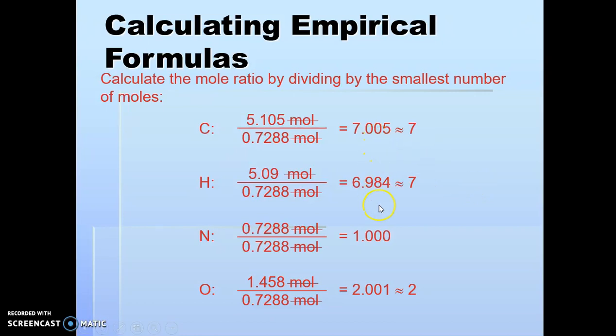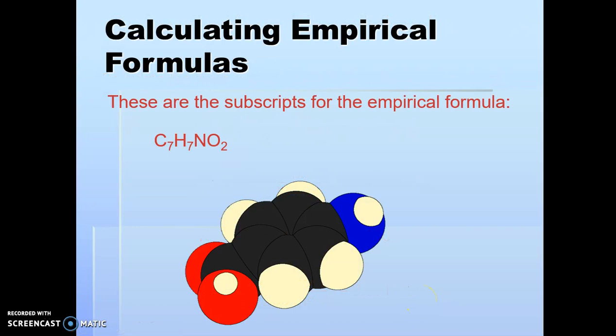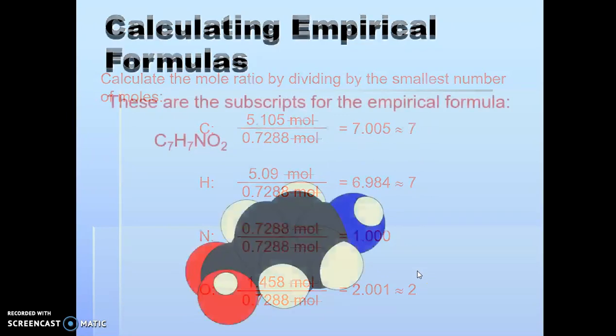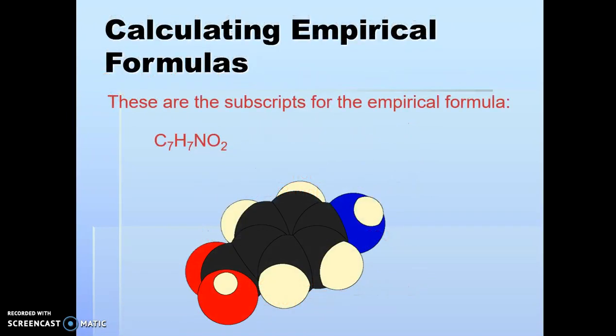And you can see they come out really nice and close to these whole numbers. So most of the time, they're going to come out close to a whole number. As mentioned before, it could give you a decimal, and then you have to do a little extra work to try and multiply it out into a whole number. This one, we don't have to worry about that. So we can see 7, 7, 1, and 2. So then we just write those as the subscripts. So C7, H7, N, O2. And that is our empirical formula.